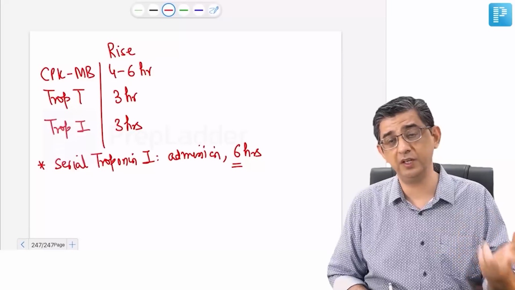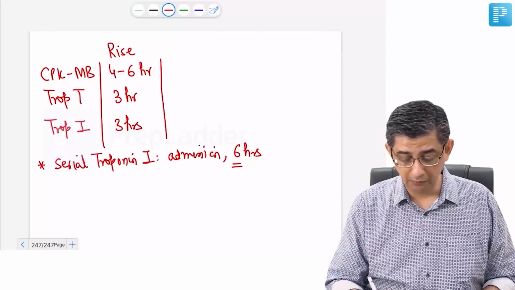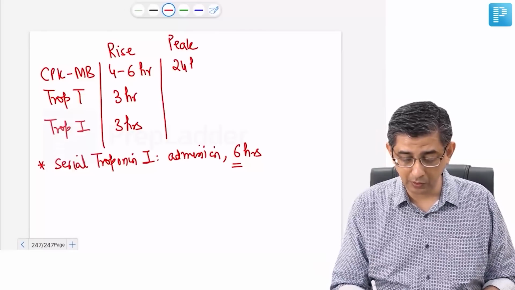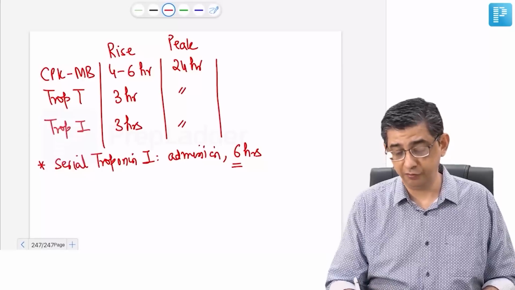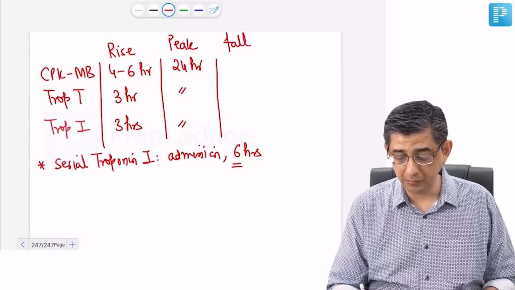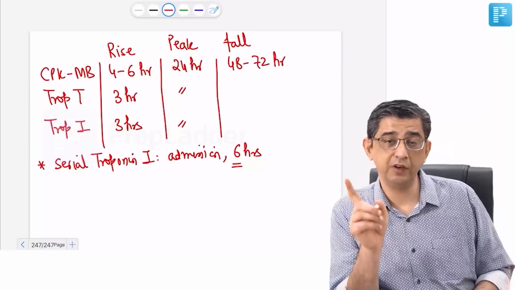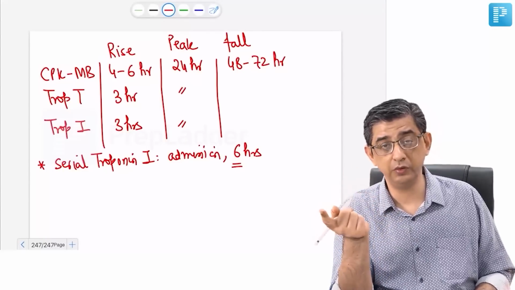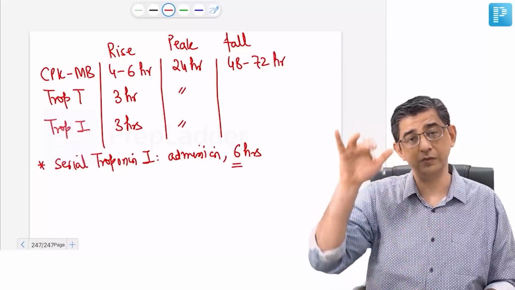I mean, any of the two, if it is positive, you can start the treatment of the patient. Well, there will be no questions on the peak values per se, because the peak values are pretty constant. All of them would be peaking at around about 24 hours, but the fall will definitely vary. For CPK-MB, the fall occurs by the third day, which explains why I was saying that if somebody suffers from an MI again on the fifth day, or let me say the fourth day, then CPK-MB will rise. CPK-MB values came down, then it will rise once again.